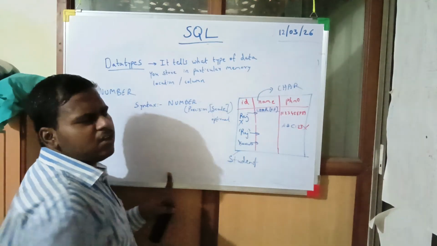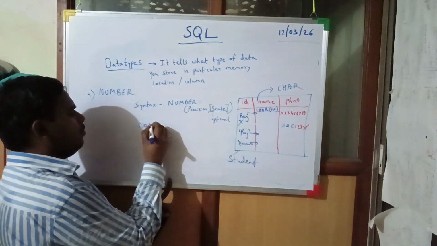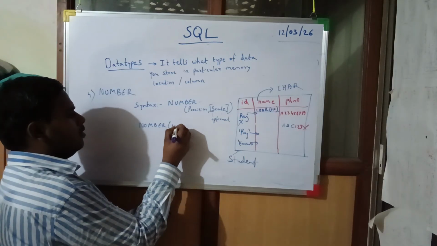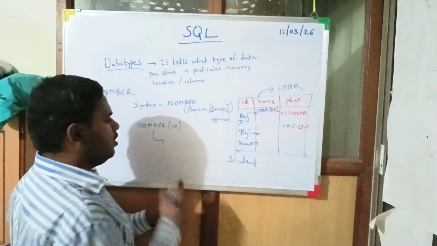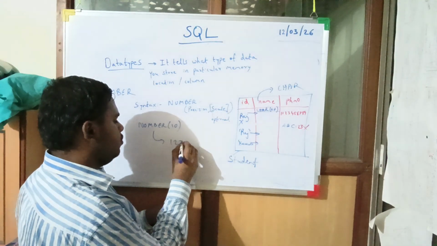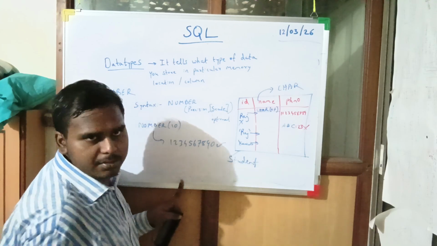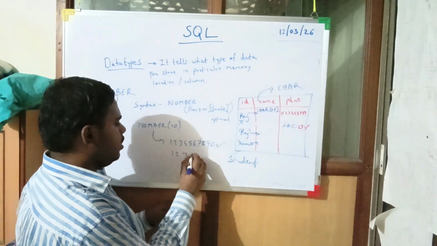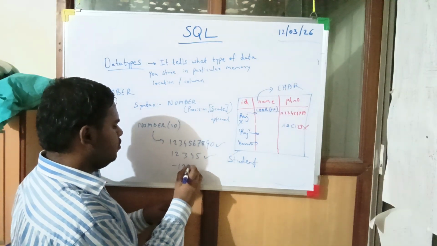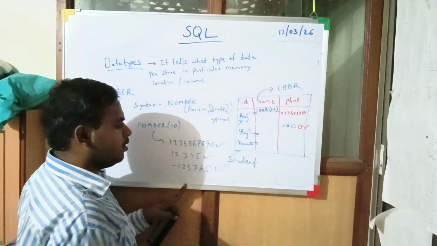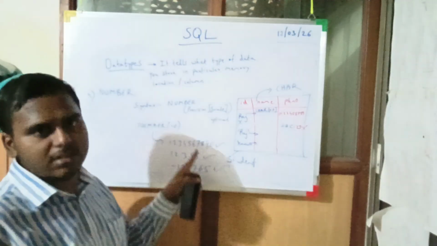This number data type, in which column can we use it? Mobile number column. So in the mobile number column, if I put NUMBER(10), scale is optional, I can enter a 10 digit number like 1 2 3 4 5 6 7 8 9 0, it will be accepted. If I enter 1 2 3 4 5, that is also accepted. If I enter -123765, that is also accepted. If I enter only 1, that is also accepted. So the maximum number of digits I can enter is 10.